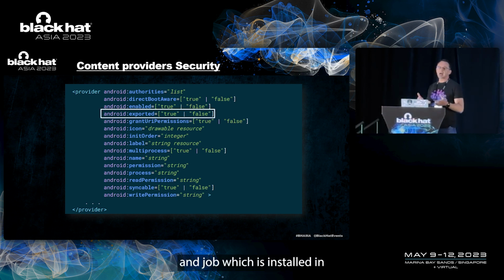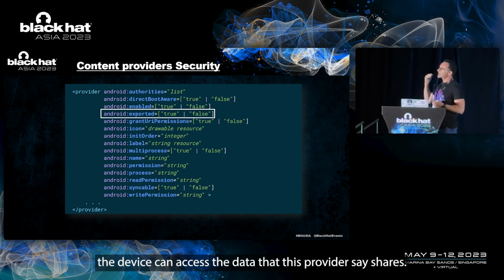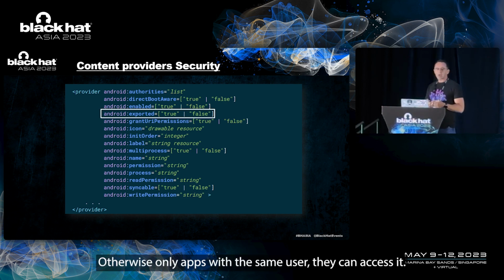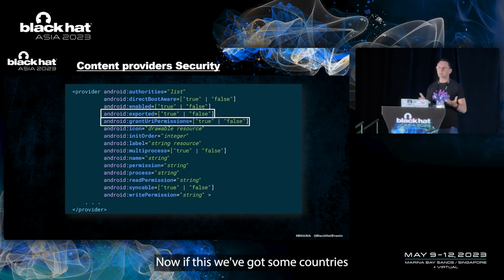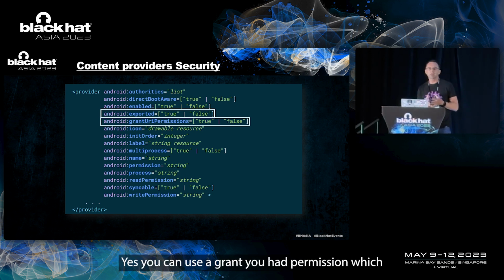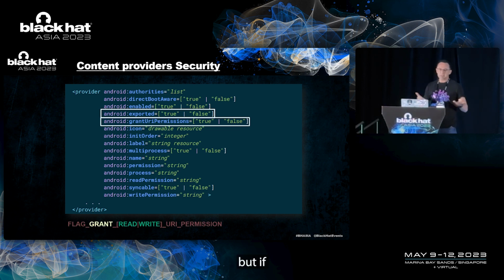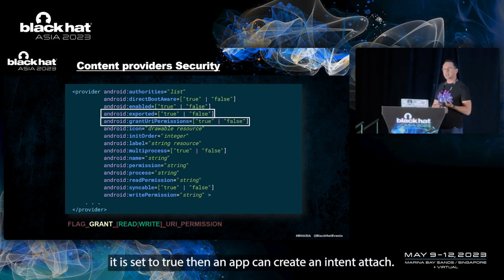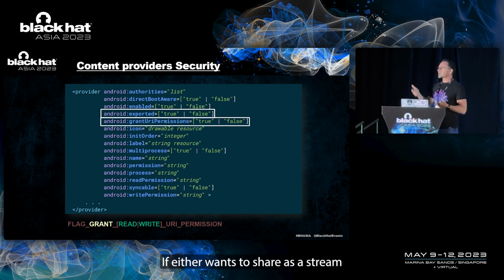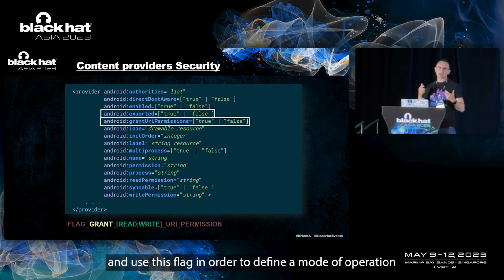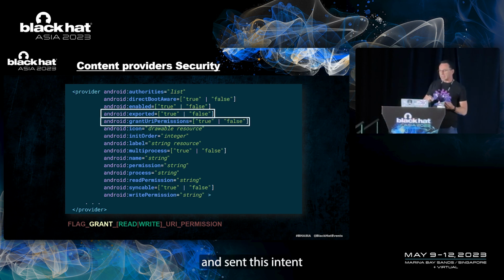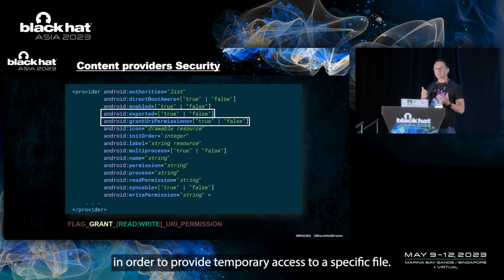In case it is, any app which is installed on the device can access the data that this provider shares. Otherwise, only apps with the same user ID can access it. Now, can this behavior be more manageable? Yes. You can use the grantUriPermission attribute. If it is set to true, then an app can create an intent, attach the file that it wants to share as a stream, use this flag to define a mode of operation, and send this intent to another app in order to provide temporary access to a specific file.